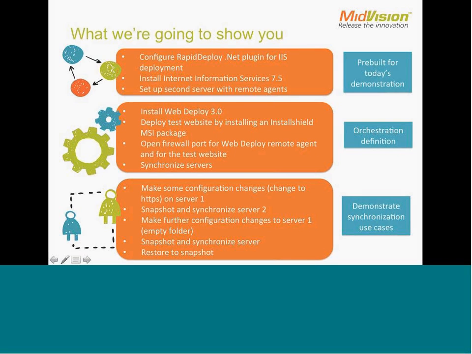Next, we'll do a demonstration. There are a lot of things I have previously configured to save time. I have two servers running in the AWS Cloud. Both of them have IIS 7.5 installed, and also our rapid deploy remote agent is running and listening on them. As a first step, I will install WebDeploy 3, and also I will open a firewall for the deploy remote agent.